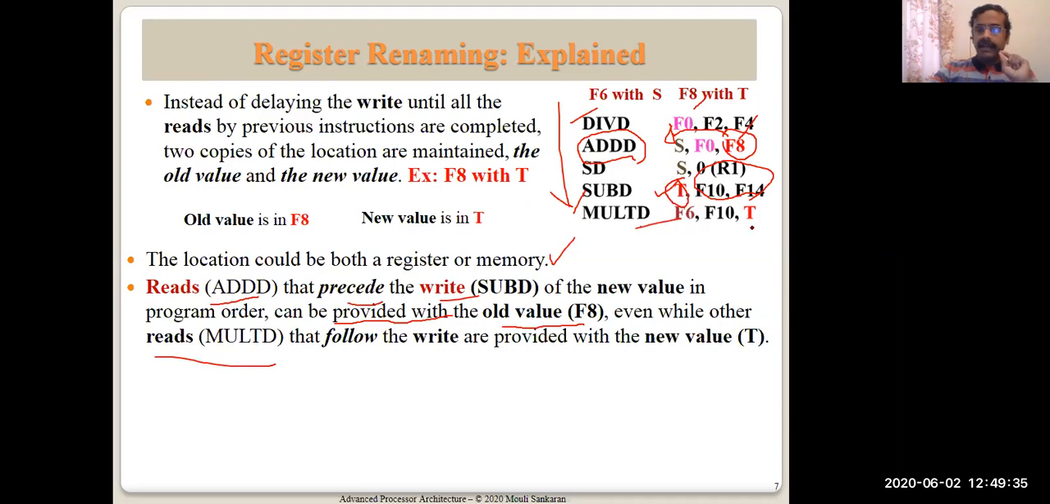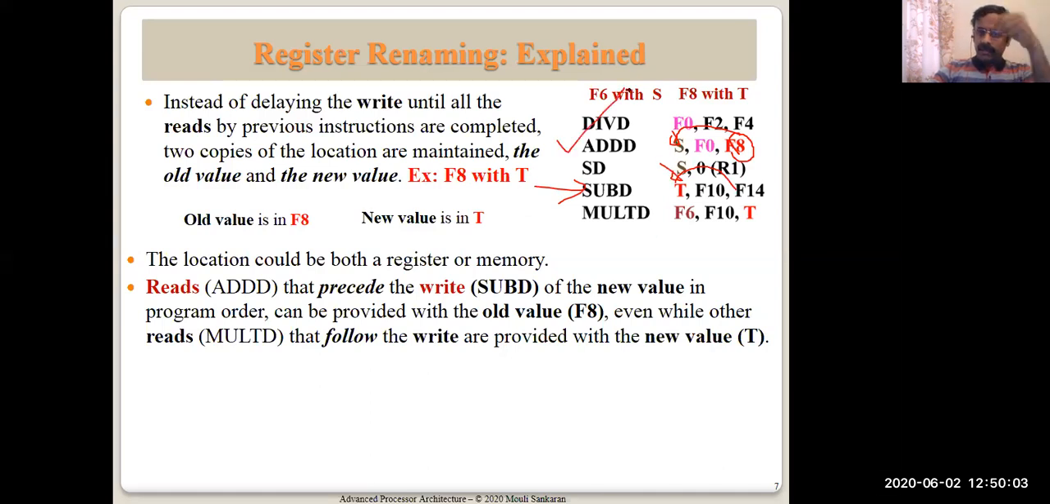means Multi-D. Multi-D is reading now. Multi-D is reading a new value. Other reads that follow the write are provided with the new value. So if you understand this sentence, what I'm saying is you can still provide the old value to the instructions which are preceding the instruction which has given a new value. This also can read, you can get the old value.